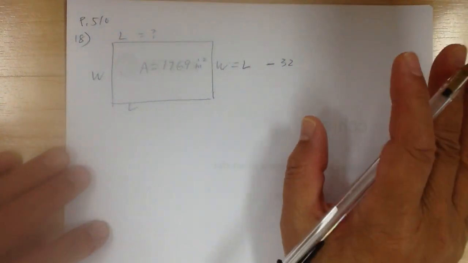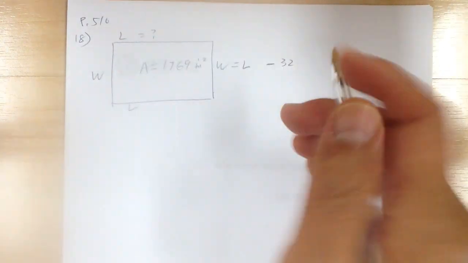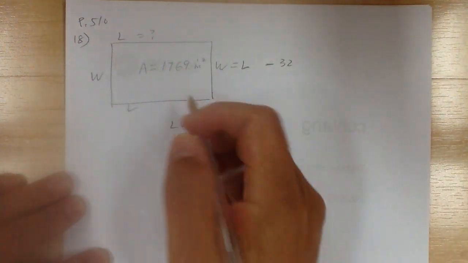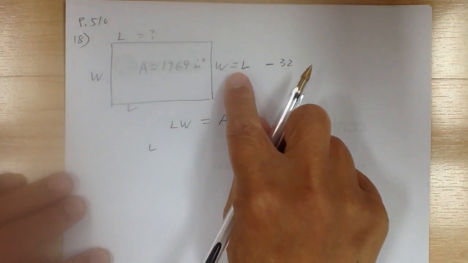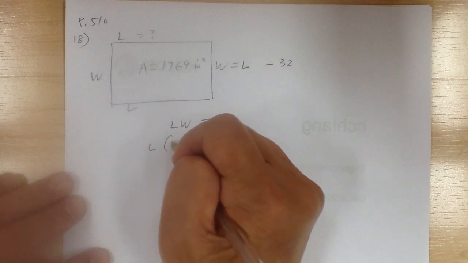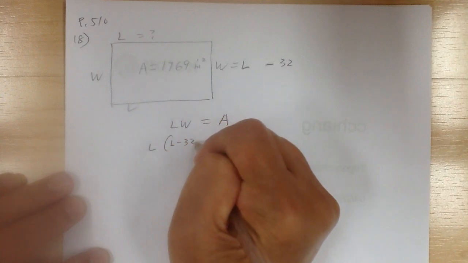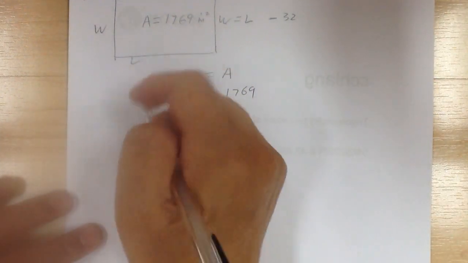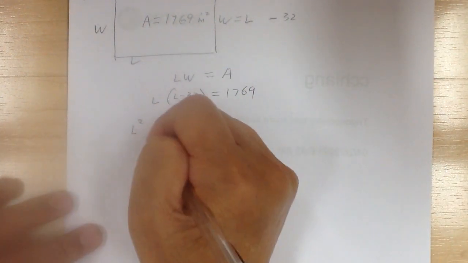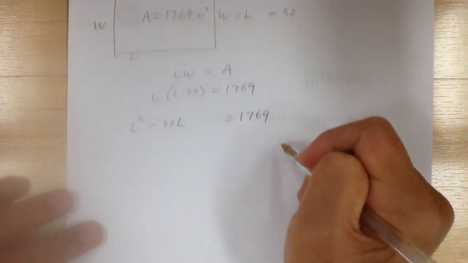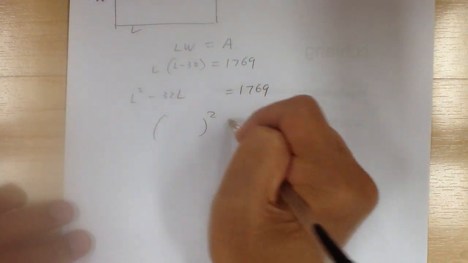Okay, so that's the information you have. So you can first write down the formula for the area. So length times width equal to area. So the length is just L. Now whenever you see equal, that means you have to substitute. So W equal to L minus 32. So it'd be L times (L minus 32) equal to 1769. Okay, so go ahead and multiply out, distribute, so you're going to get L squared minus 32L is equal to 1769. Okay, go and get your template ready.